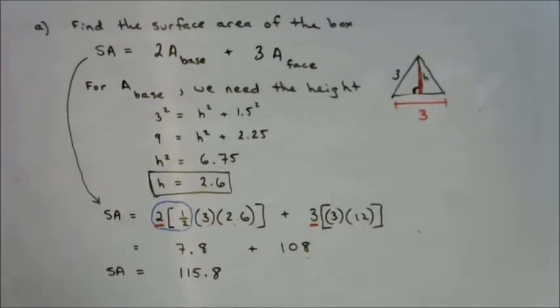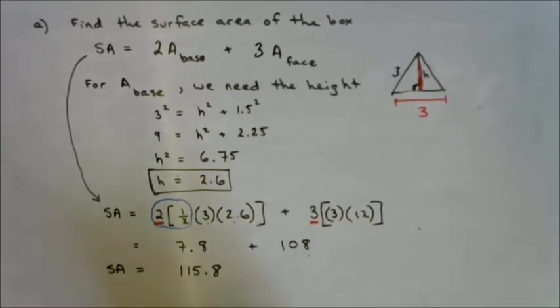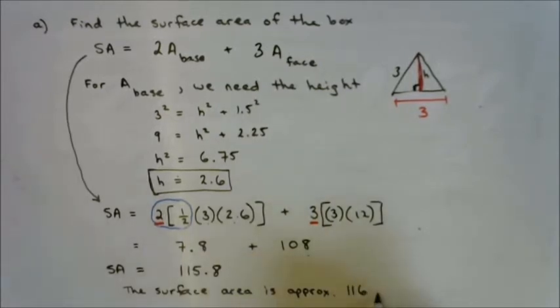Okay, we have our surface area. We have it rounded to the nearest tenth. We don't need that. What does our final answer need to be in? The nearest square centimeter. So the surface area is approximately 116, what's the units? Centimeters squared. Centimeters squared for area, yeah.